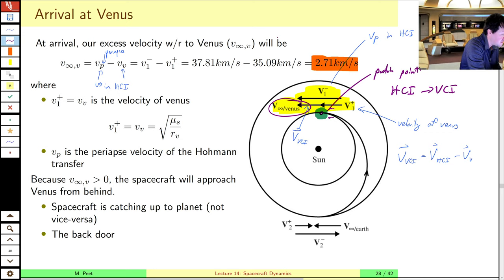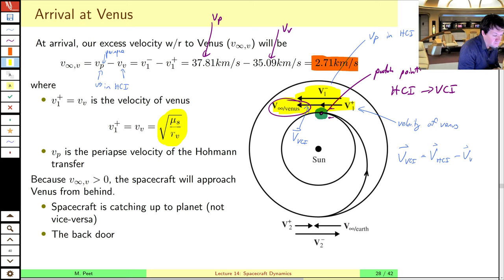So that's because the velocity of Venus is 35 kilometers a second. And our velocity at periapse, which we calculated earlier, is 37 kilometers per second. And we calculated the velocity of Venus just because that's the velocity of anything in a sun-centered orbit at the radius of Venus, circular. Right.